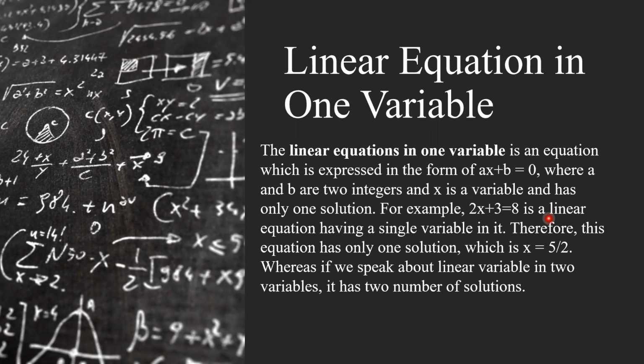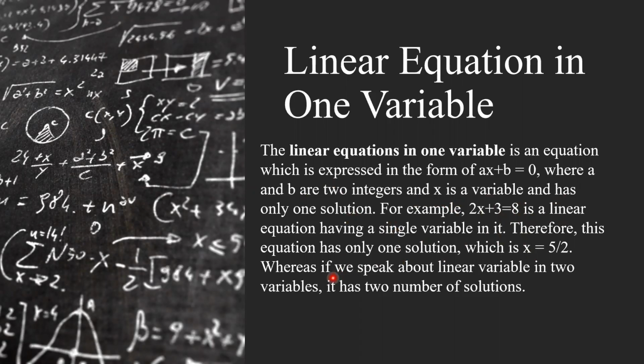A linear equation in one variable is an equation which is expressed in the form of ax plus b equals 0, where a and b are two integers and x is a variable, and it has only one solution. For example, 2x plus 3 equals 8 is a linear equation having a single variable in it. Therefore, this equation has only one solution, which is x equals 5/2.